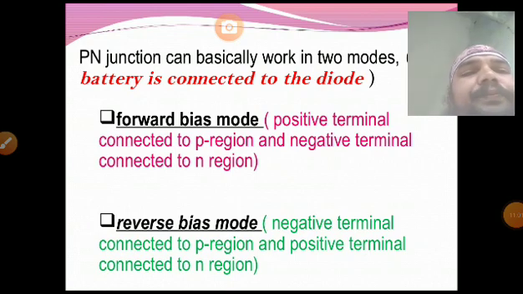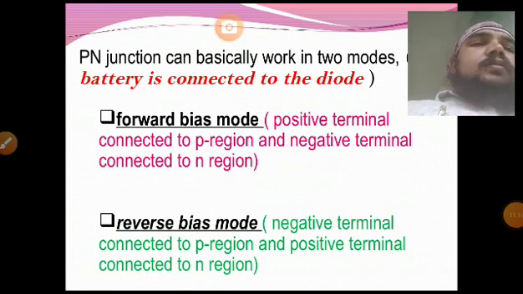Reverse bias mode: the negative terminal is connected to the P region and the positive terminal is connected to the N region. This is the reverse bias mode.